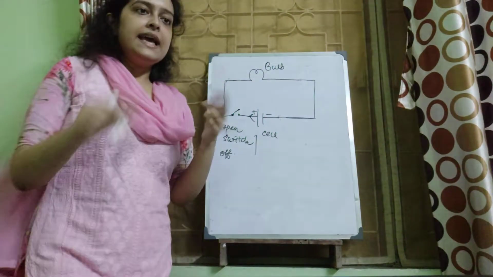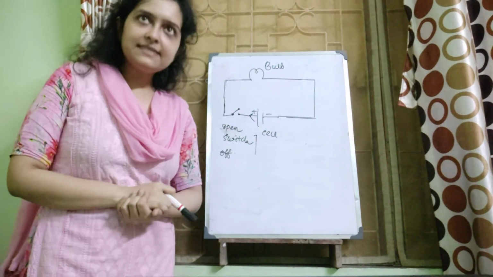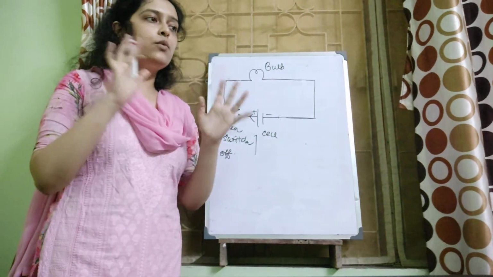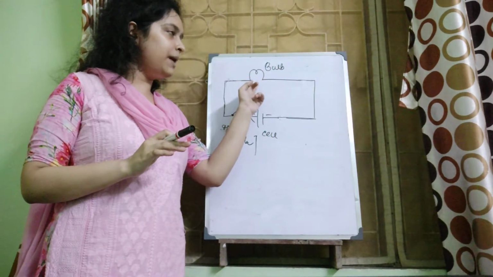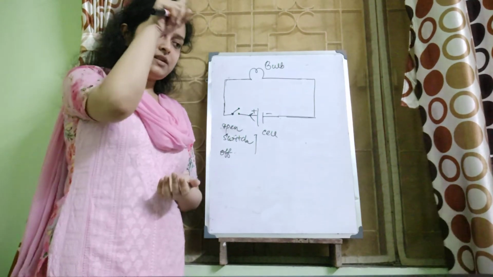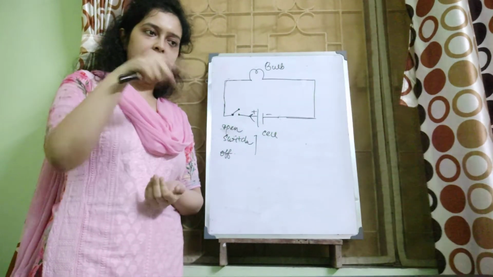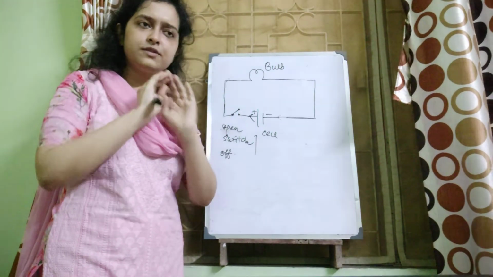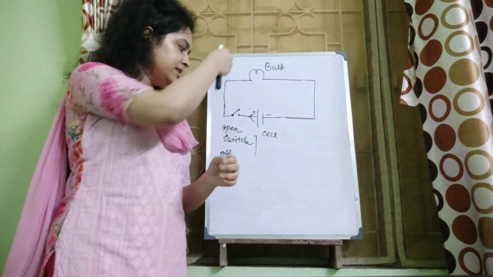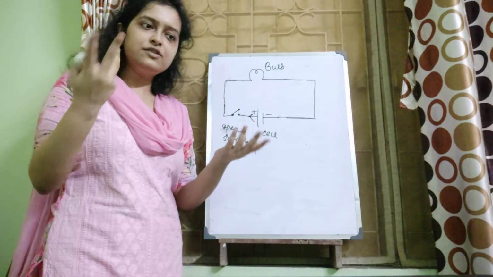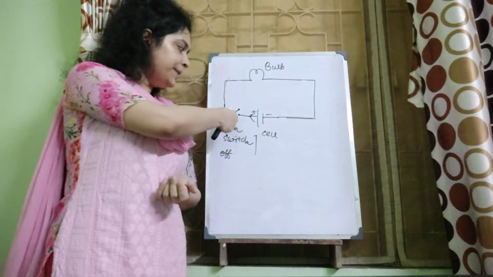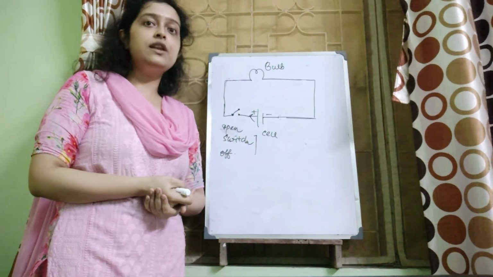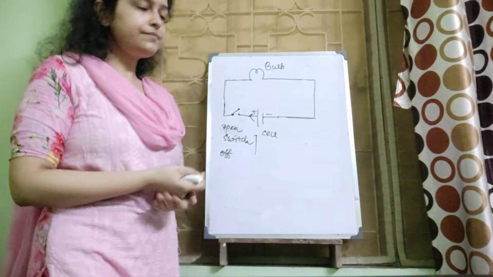That is why we use switches. Whenever I want the bulb to glow, I'll just close the switch. Current will flow, bulb will glow. If I want the bulb to stop glowing, I'll open the switch. Bulb will stop glowing because of the incomplete path, so current will not be able to flow.